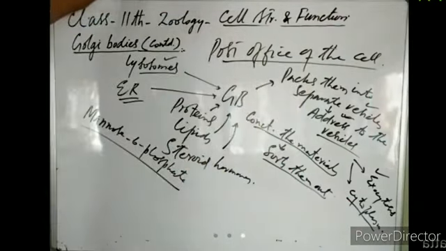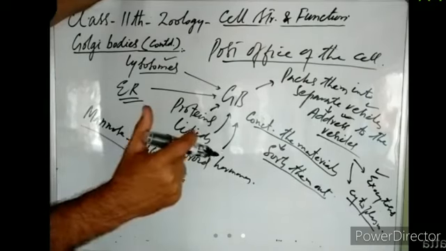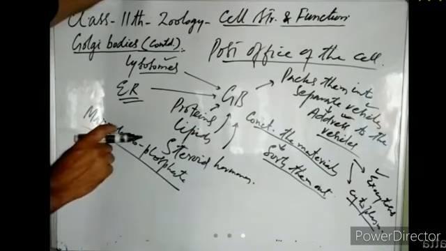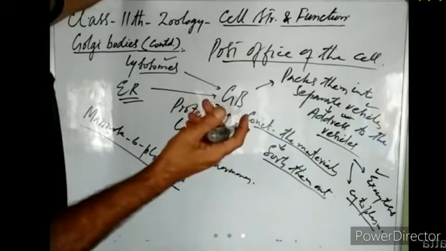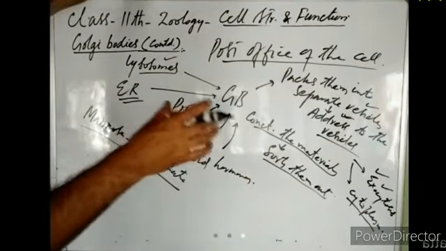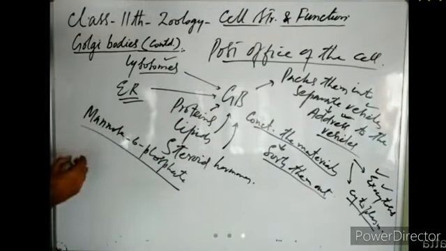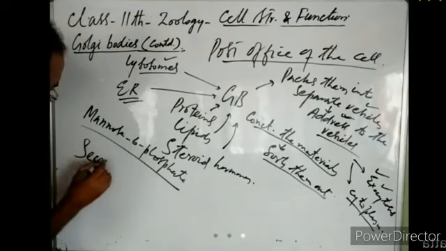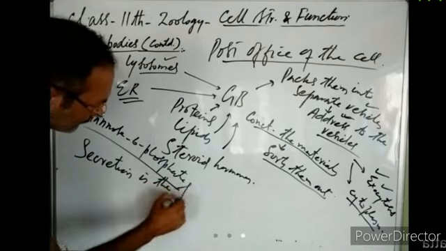So it receives the materials from different locations, it sorts them out, it packs them separately, then it adds an address to it. Then those vesicles having a specific address, according to the address, they may deliver the materials out of the cell by exocytosis, or they may release the materials into the cytoplasm of the cell. So secretion is the first function of Golgi body.